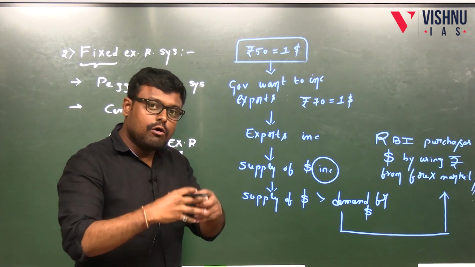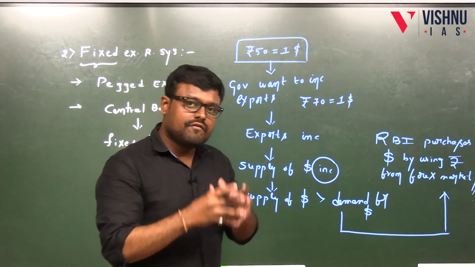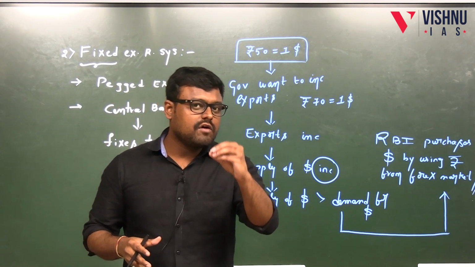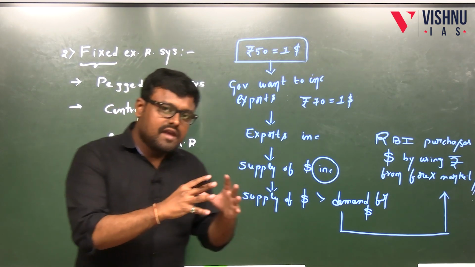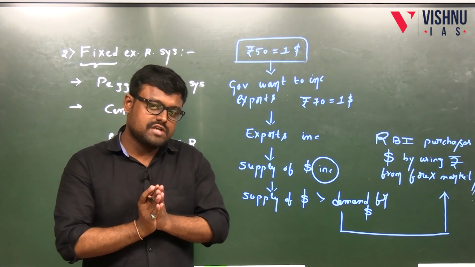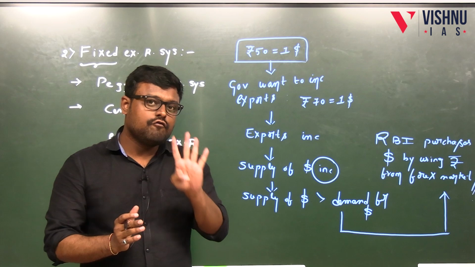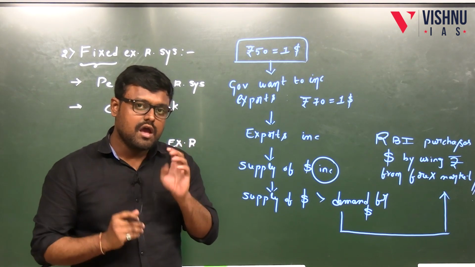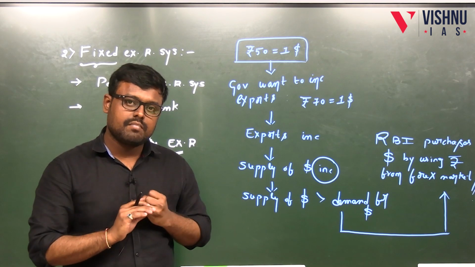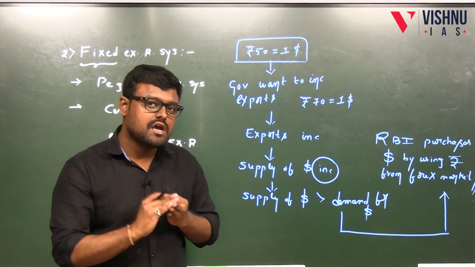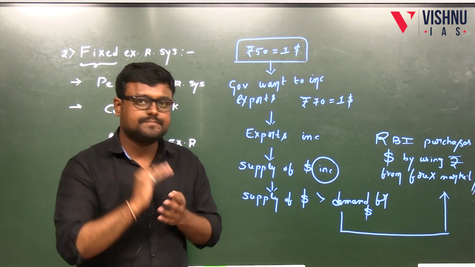Now RBI will hold more dollars. The number of dollars present with the RBI increases. So what are forex reserves? RBI is the custodian of the forex reserves. Under forex reserves, there are 4 types of reserves present. The one is foreign currency. The second one is gold. The third one is special drawing rights. The fourth one is reserve tranche.